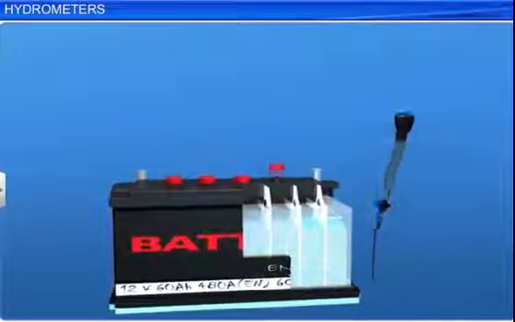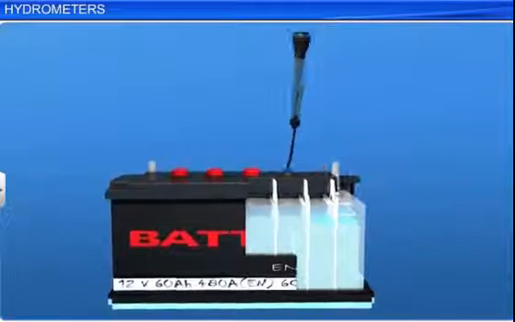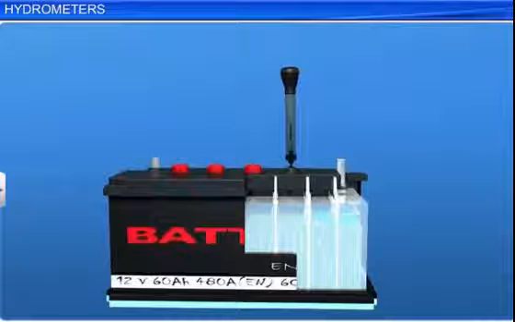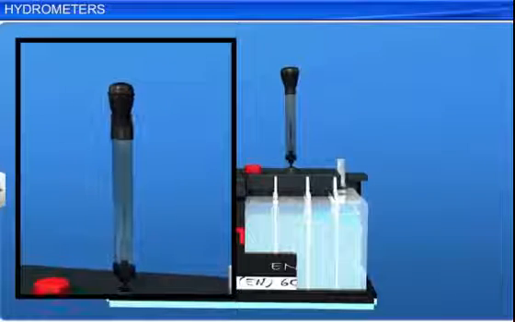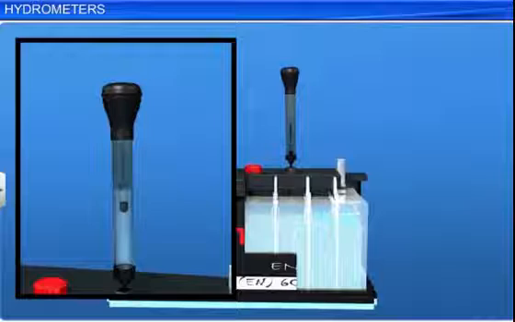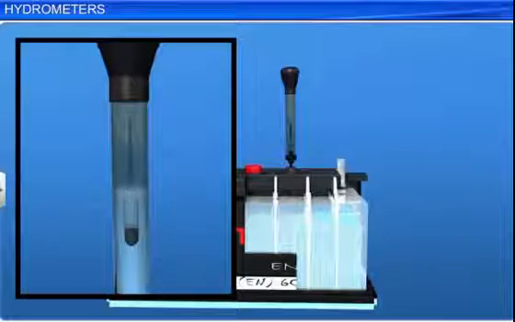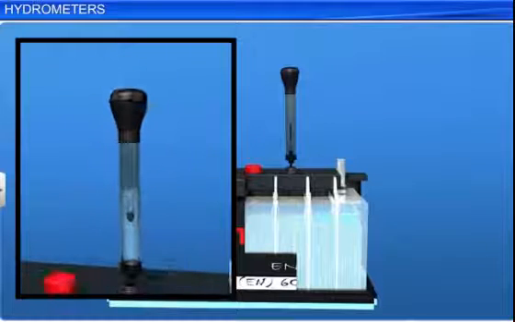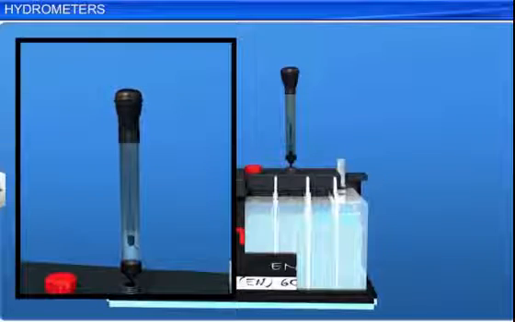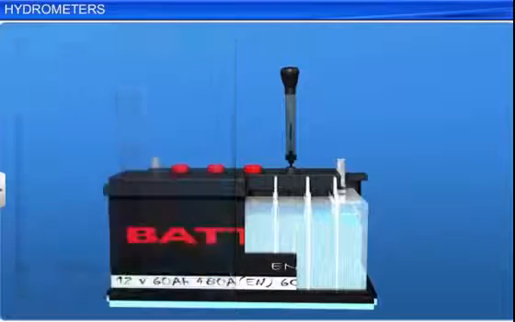Whenever the density of sulfuric acid is to be measured, the nozzle is dipped into the battery and the acid is sucked into the glass tube by squeezing and releasing the rubber bulb. The hydrometer starts floating in the acid and indicates its density. After noting the reading, the acid can be put back into the battery by squeezing the rubber bulb again.